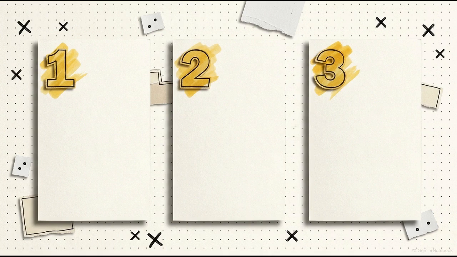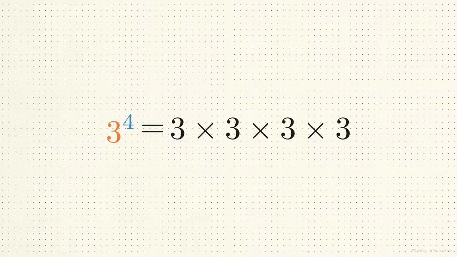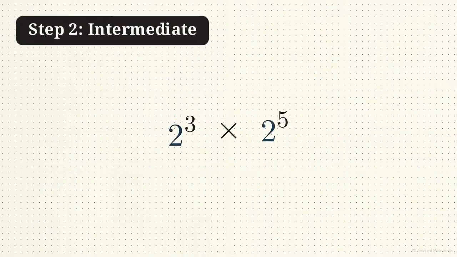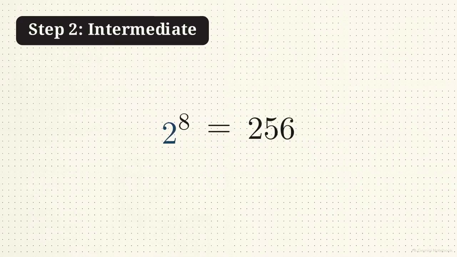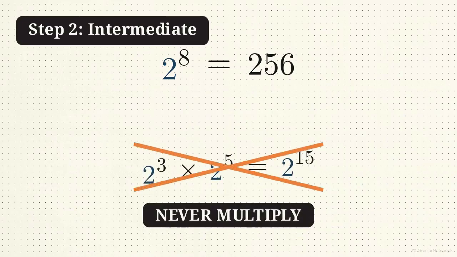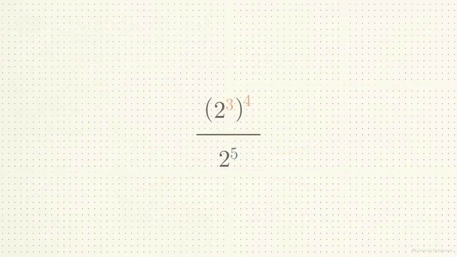Now we test them by working through 3 examples, escalating from easy to advanced. Step 1. Calculate 3 to the 4th power. Identify your base of 3, check your exponent of 4, and multiply 3 by itself 4 times. This resolves to 81. Step 2. An intermediate multiplication. Because we have an identical base of 2, we apply our rule and add the exponents together. 3 plus 5 gives us 2 to the 8th power, which equals 256. Remember, when grouping identical bases, you add the exponents. Never multiply them.